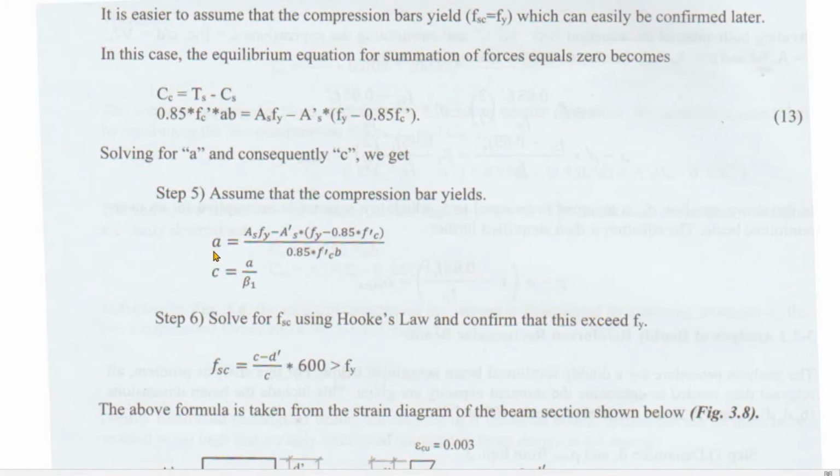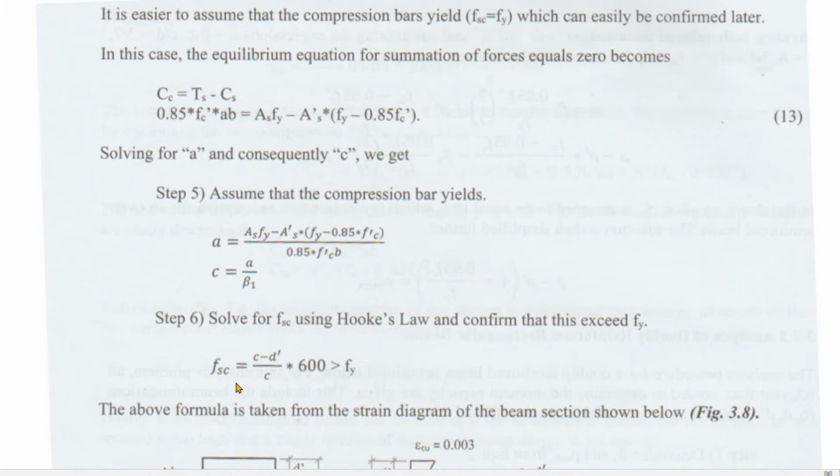eto makukuha na natin si a, given naman si AS, given din si A'S, given din si f'c, and you can easily solve for a, and then you divide that by beta 1, you get the small c, or the location of the neutral axis. And then step 6, solve for f'S. Ito yung stress nung compression steel using Hooke's law and confirm that this exceeds Fy.